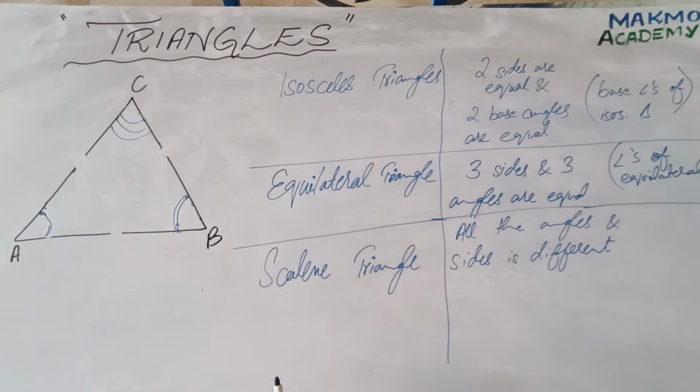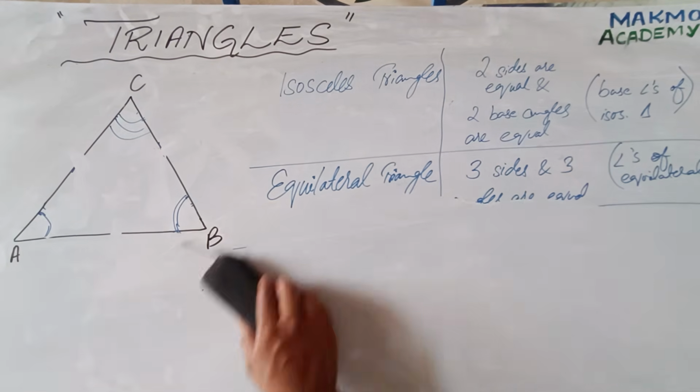So this is the classification of triangles on the basis of equal sides. Now we will discuss the classification of triangles on the basis of equal angles.